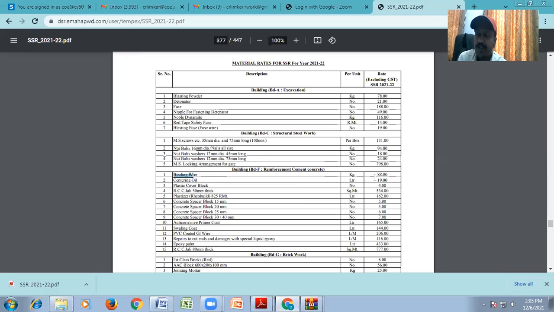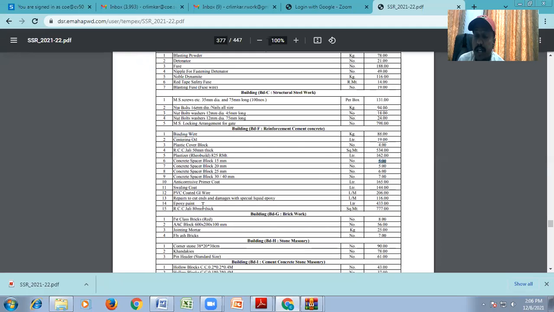Now if you visit any office, you may find it is 90 rupees, it may be up to 100 rupees per kg, it may be 84 rupees per kg also. Slight variation you are going to observe here and there. Then centering oil, it is 19 rupees per liter. Then concrete spacer blocks, 15 mm, 5 rupees per number.